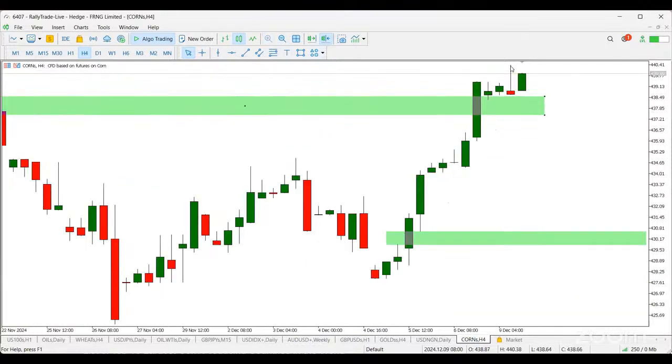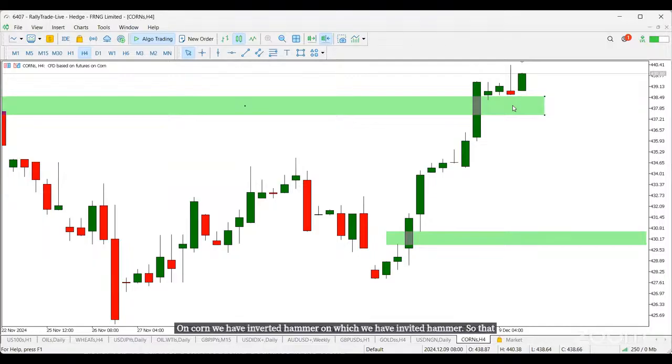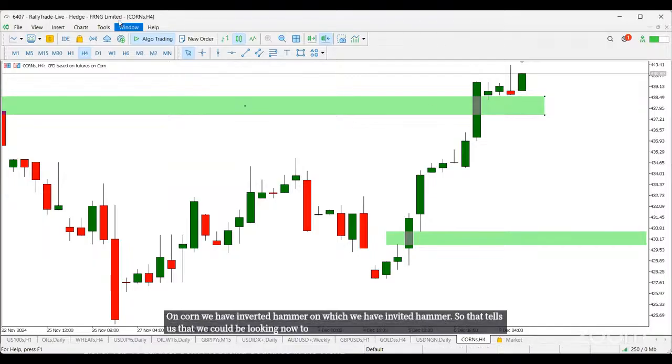Look at that now, inverted hammer again on corn. On corn we have inverted hammer. On wheat we have inverted hammer. So that tells us that we could be looking out to take advantage of a sell in this market.